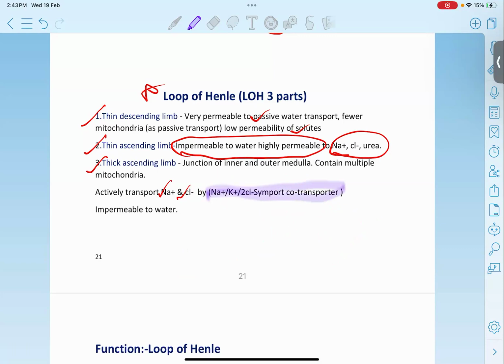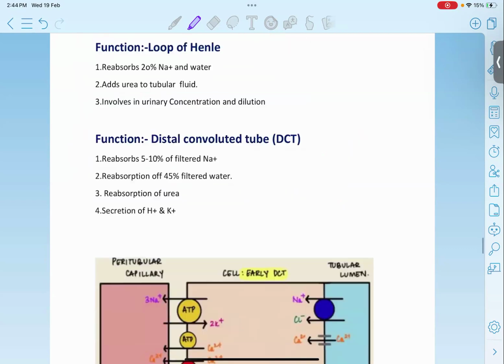So this sodium potassium 2 chloride co-transporter is present in the thick ascending limb, and it takes part in active transport of sodium and chloride, and it is impermeable to water. So only the first part is permeable to water and the last two parts are impermeable to water.